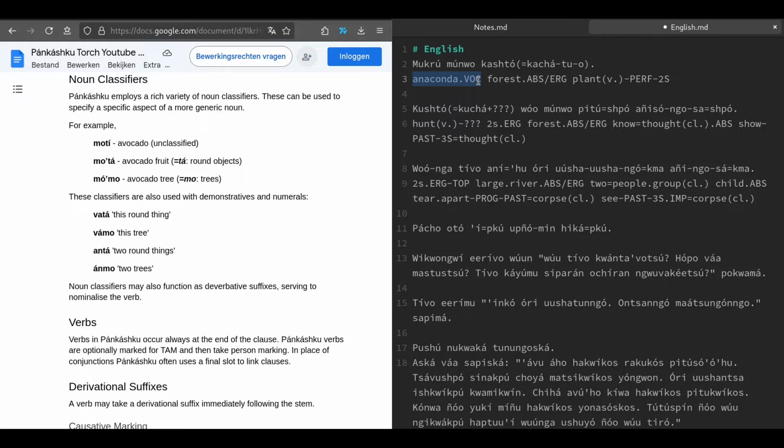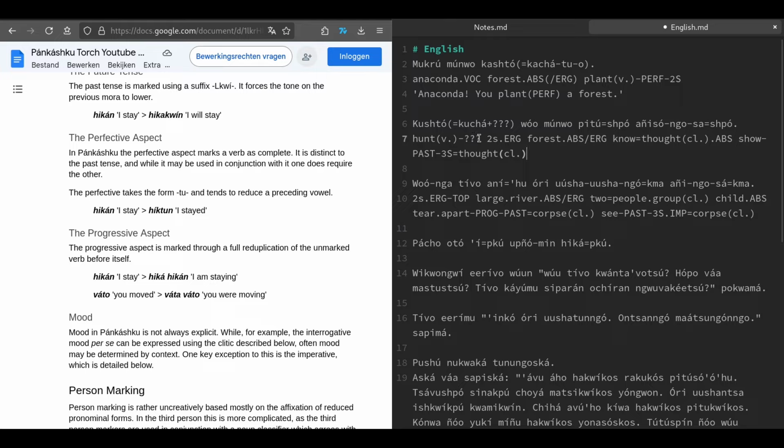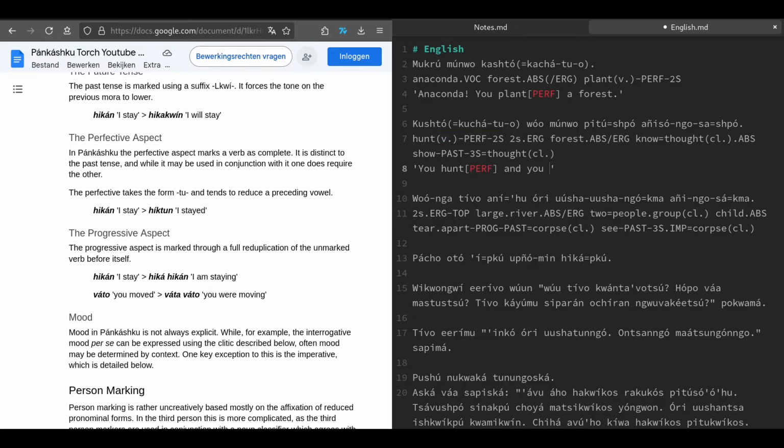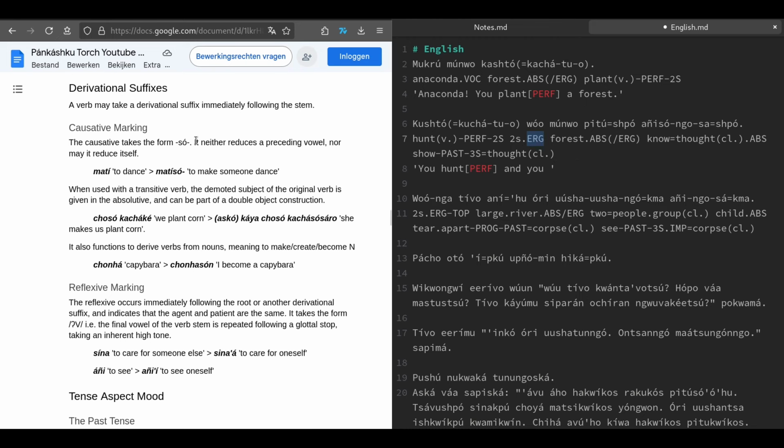Anaconda, you finished planting a forest or something like that. And then this one, I think it's probably the same thing. So you hunt and something, I don't know. So I think this first is also probably absolutive. So you have an ergative here. Then this ergative absolutive, but then you have another absolutive. Is this verb causative? But I don't see any so here.